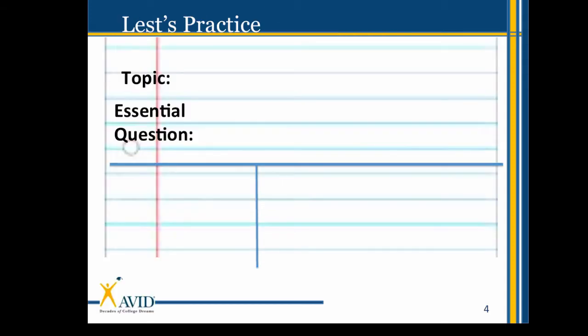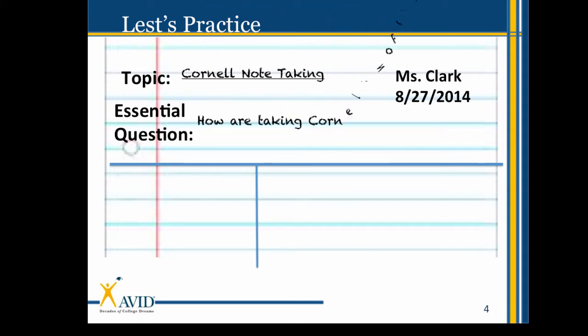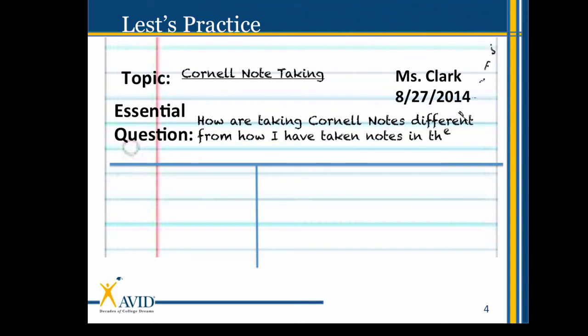Let's practice. Name and date, topic, Cornell note-taking. Essential question: how are taking Cornell notes different from how I have taken notes in the past?